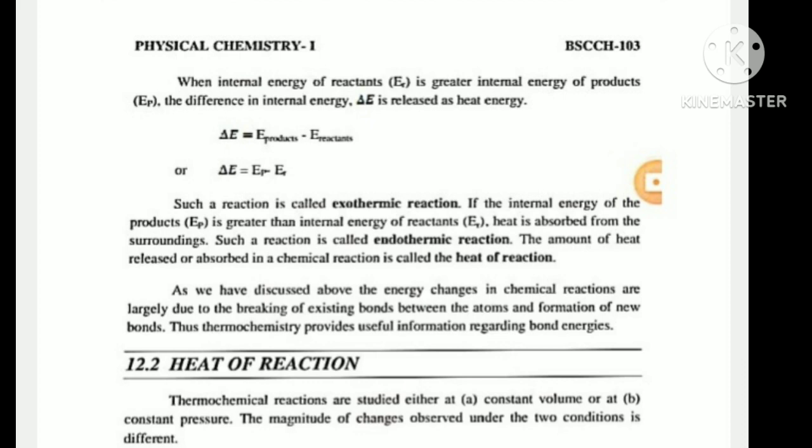If the internal energy of the products is greater than the internal energy of reactants, heat is absorbed from the surroundings. Such a reaction is called an endothermic reaction. The amount of heat released or absorbed in a reaction is called heat of reaction. As we have discussed above, the energy changes in chemical reactions are largely due to breaking of existing bonds between the atoms and formation of new bonds. Thus, thermochemistry produces useful information regarding bond energies.